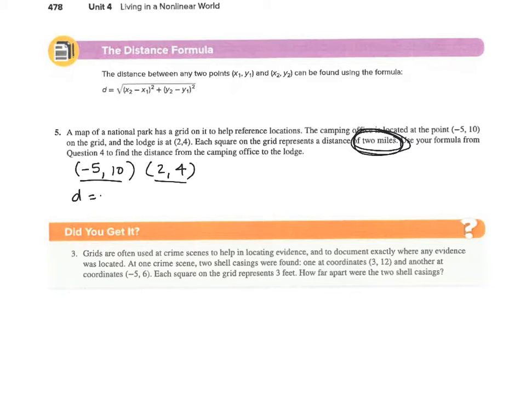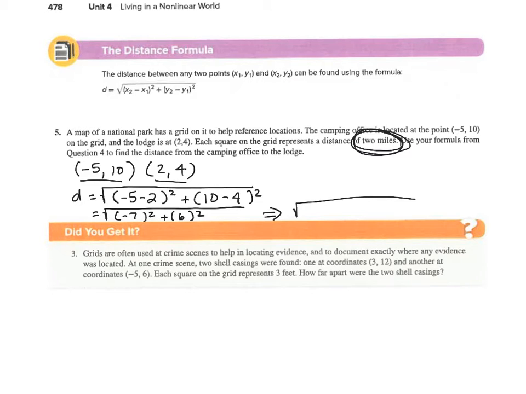D equals the square root of the quantity -5 minus 2 squared plus the quantity 10 minus 4 squared. So that gives us a square root of (-7) squared plus 6 squared. So (-7) quantity squared gives us a positive 49. 6 squared is 36.